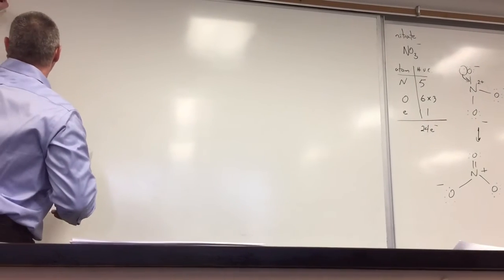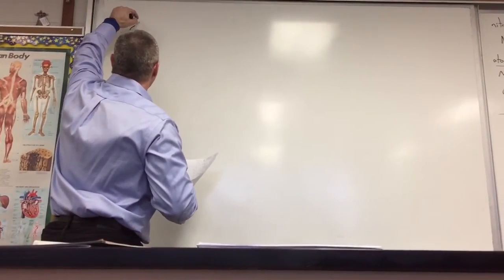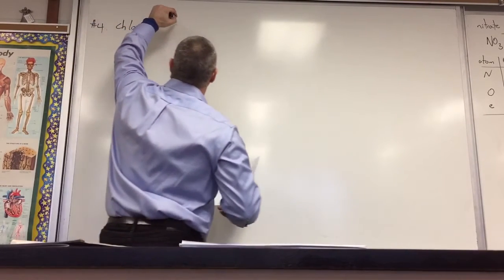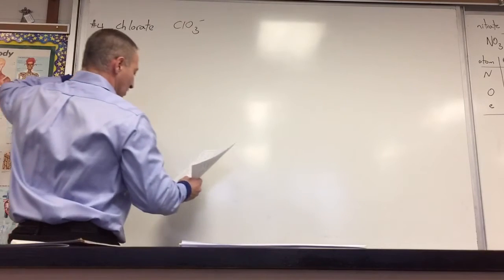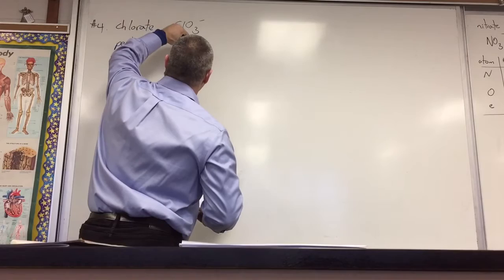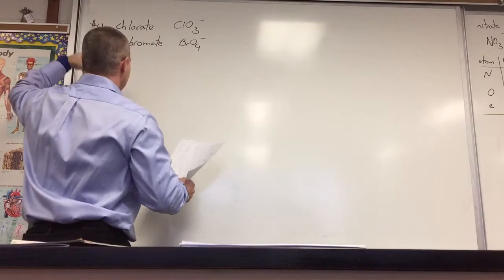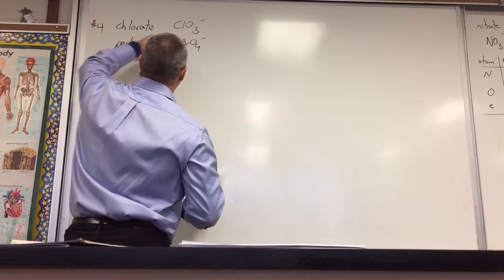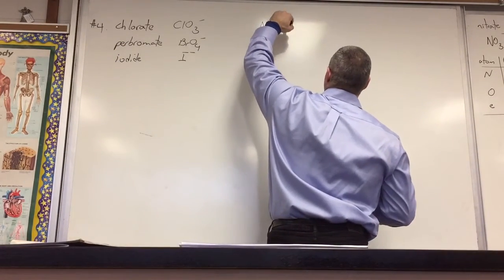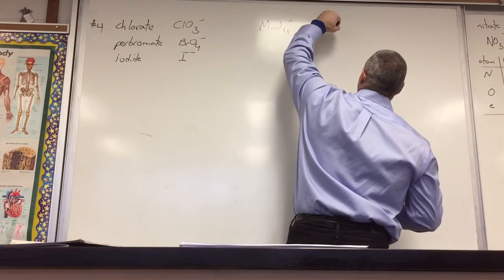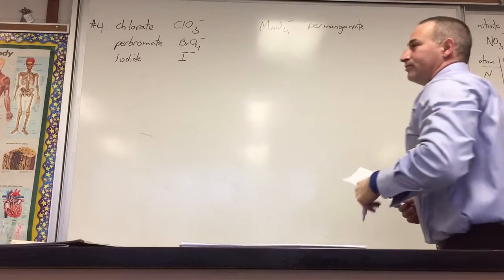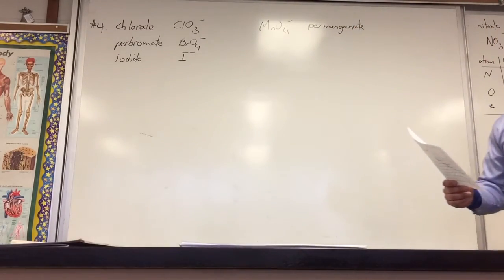So just as an example, if I say chlorate, you'll draw ClO3-. That's what chlorate looks like. If I say perbromate, you're going to say BrO4-. If I say iodide, you're going to draw me the iodide ion. The other way around, if I draw you permanganate, then you can name it, and you have to spell it correctly as well, permanganate. If you make a spelling mistake, it's going to mark it wrong.